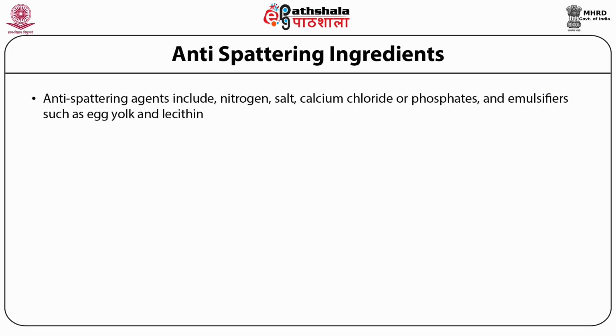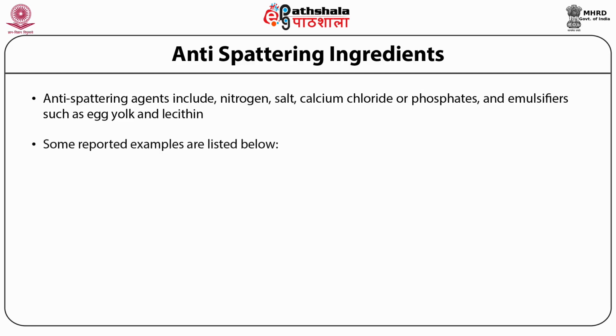The anti-spattering agents include nitrogen, salt, calcium chloride or even phosphates, and emulsifiers such as egg yolk and lecithin. We want the fat and the liquid to interact in such a manner that they don't form spatters during cooking because of rise in temperature. So we can use some emulsifiers that can mix these two things and cause lesser spattering effect during cooking.